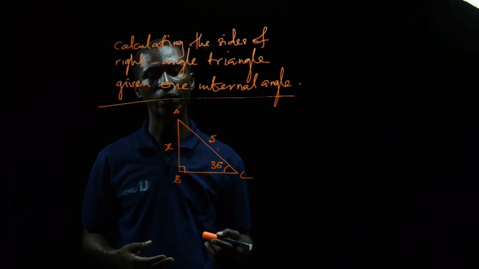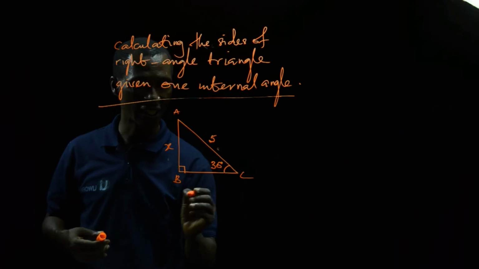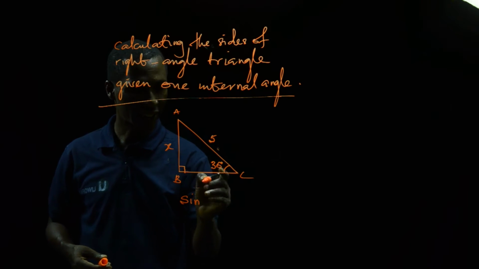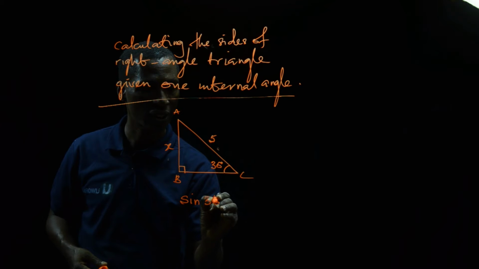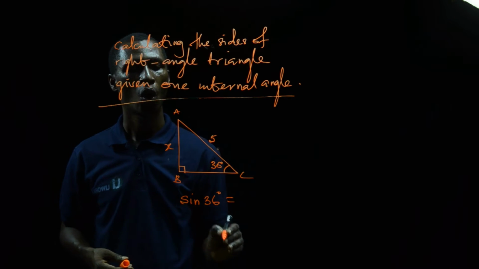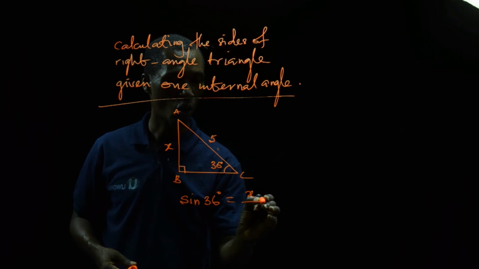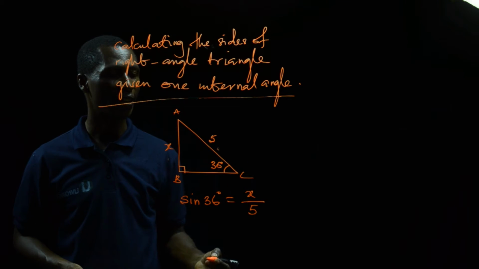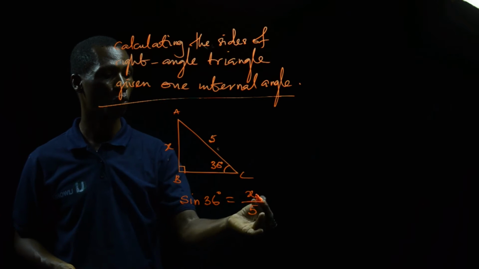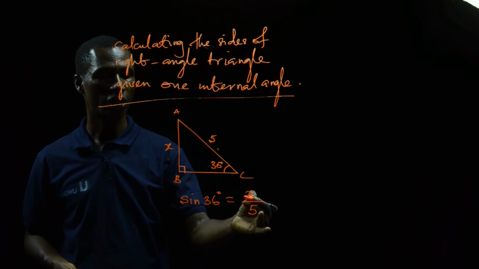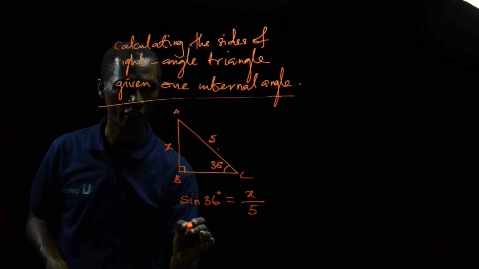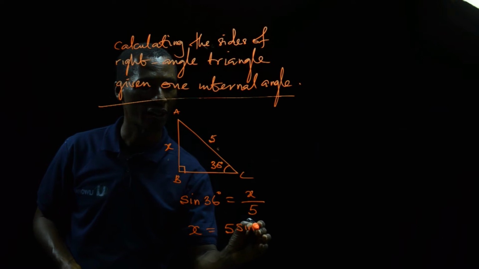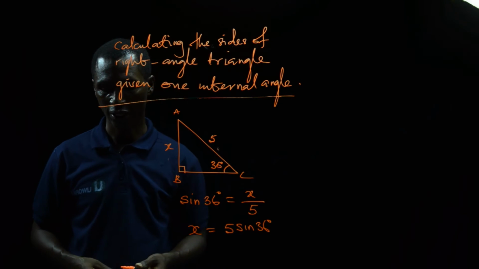We know that it is what? Sine ratio. So say sine theta. The theta now is the angle 36 degrees, is equal to opposite, which is x, on the hypotenuse 5. So in this case, we make x the subject. Making x the subject means you multiply through by 5. So this 5 will come and multiply here, and I'll get my x to be equal to 5 sine 36 degrees.